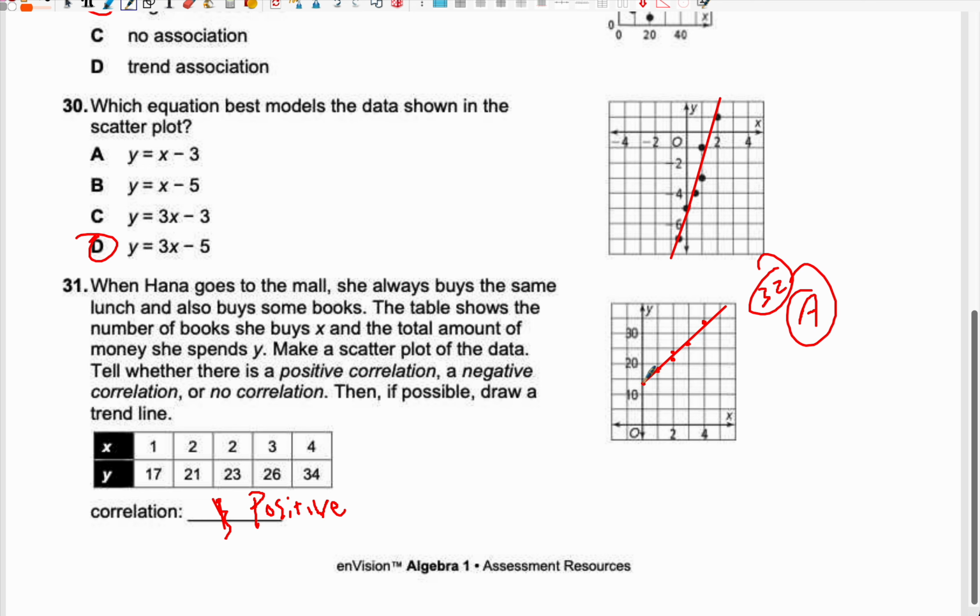Well, that doesn't make sense, because if she doesn't buy any books at all, she still has a cost. That's what the 0 here would mean on the x-axis. It would mean 0 books, but she still has a cost. And so that must mean D is true. The y-intercept is the cost of her lunch. So D is true, that the y-intercept is the cost of Hannah's lunch.